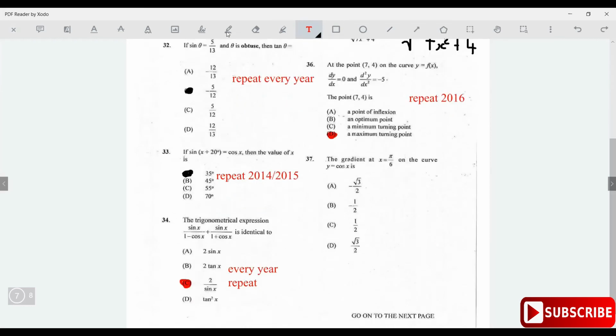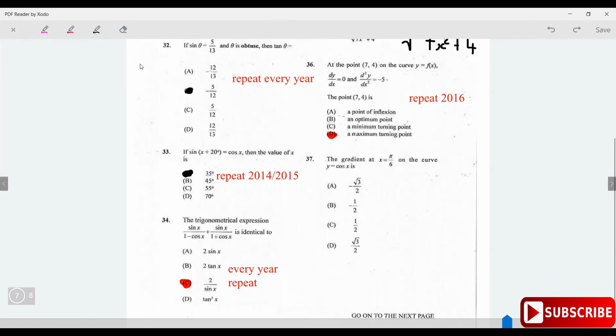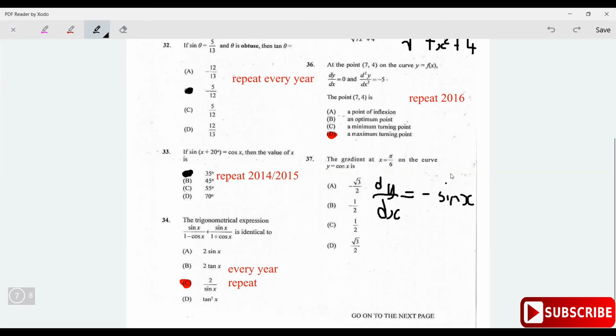All right, question 37. We're asked to find the gradient of the curve y equals cos x. When you differentiate cos x, you're going to get dy over dx equals minus sine x. Then plug in x as pi by 6. What you're going to get is minus the sine of pi by 6, which is negative 1/2. Easy question. Soft.